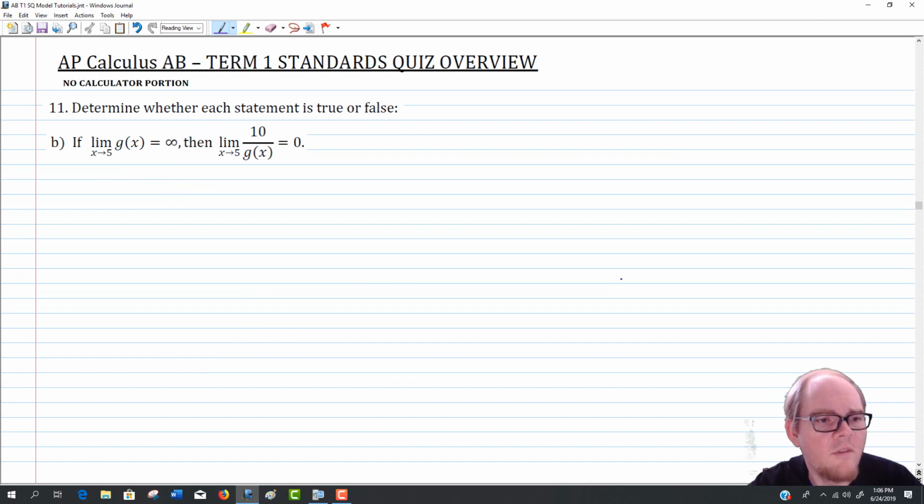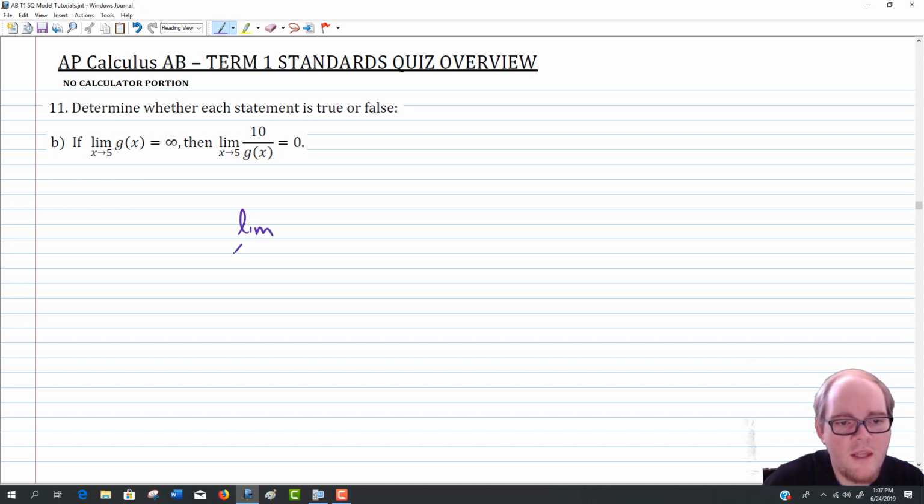For part B, 11b, it says if the limit as x goes to 5 of g of x is infinity, then the limit as x goes to 5 of 10 over g of x must be equal to 0. So a couple things here. I do know the answer to this one, but really quickly, to illustrate our thinking, basically what we can do is use the quotient property. We can say that this is equivalent to the limit as x goes to 5 of 10 over the limit as x goes to 5 of g of x.